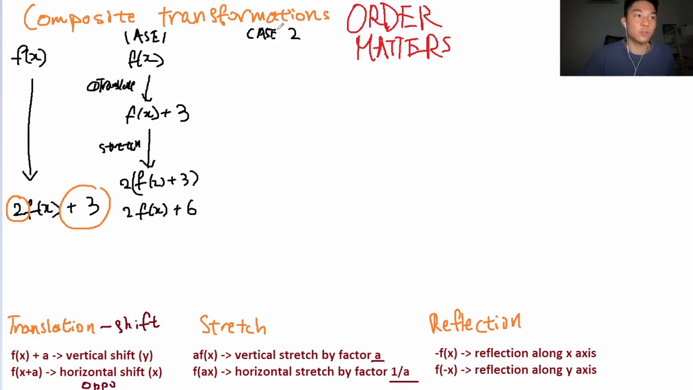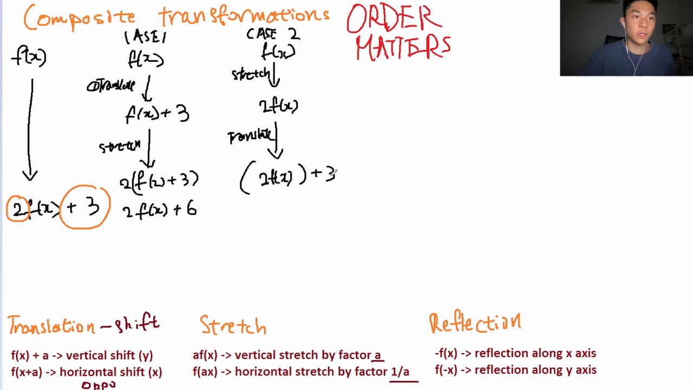So now for case 2, you start with f of x again. I'm going to stretch first. So now I'm going to times 2 to f of x, right? And then I'm going to translate. So again, we have to add 3 to the entire equation. So we get 2 f of x, right? It's a big bracket plus 3. So that's the same thing as writing without the bracket.